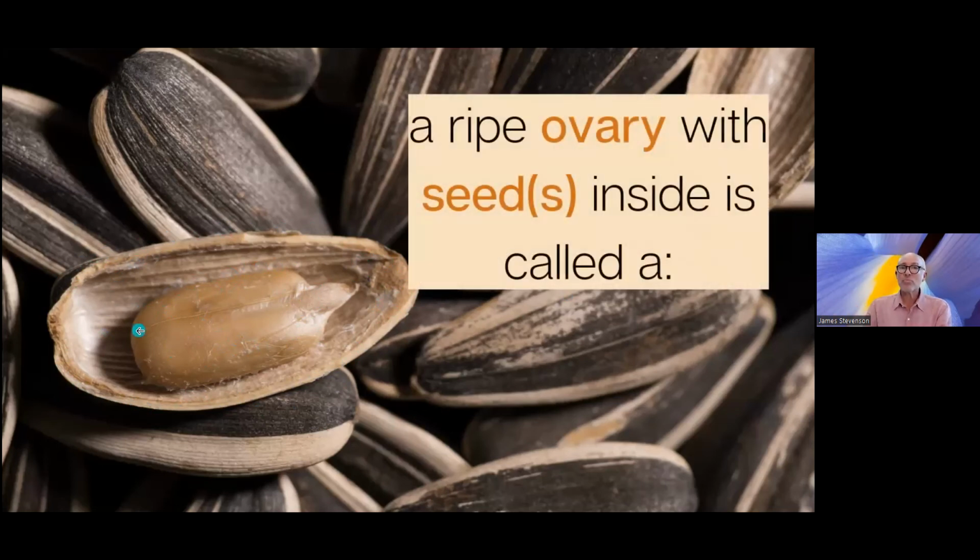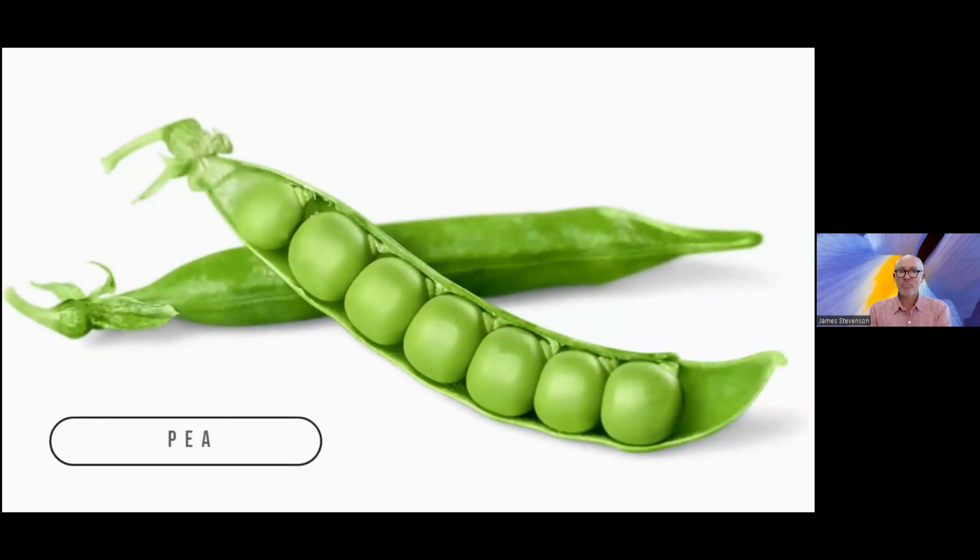Okay? A ripe ovary with a seed inside is called a fruit. Look, a ripened ovary with seeds inside. Remember, you're a botanist now. Get out of your nutritional mindset and call it what it is technically. Not at the grocery store, but here amongst botanical friends.